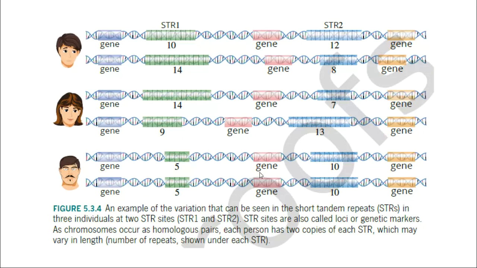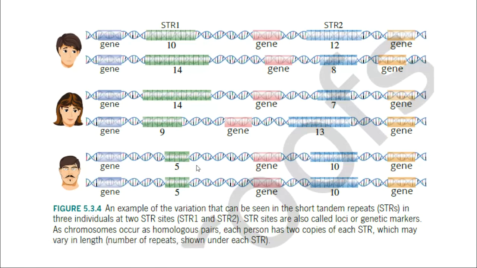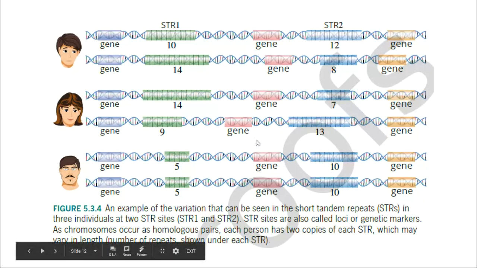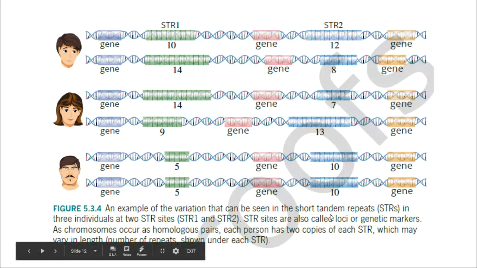So here we can see short tandem repeat 1 and short tandem repeat 2, and we can see the similarities and the differences in the numbers of these tandem repeats. And they do have 2 versions of those, which may vary in length. So this male here, his tandem repeats are the same. However, the other people in this diagram, their short tandem repeats are different in length.